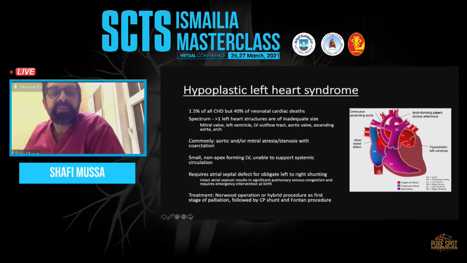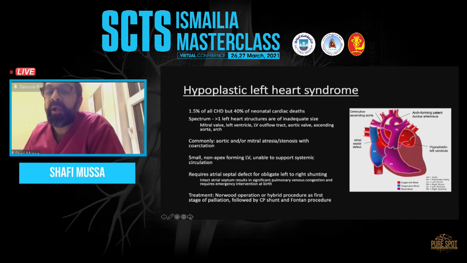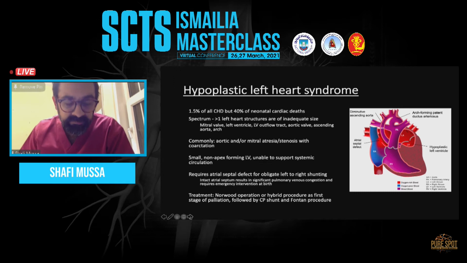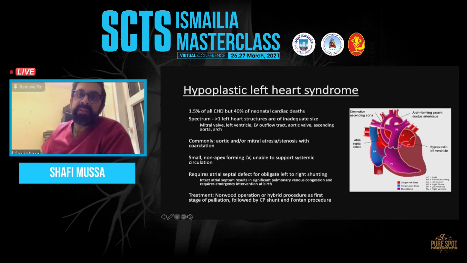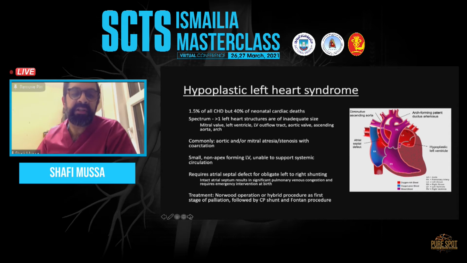So if the atrial septum is intact at birth, this will result in significant pulmonary venous congestion and requires emergency intervention. The treatment for hypoplastic left heart syndrome overall is a Norwood operation or hybrid procedure as a first stage of palliation, followed by a Glenn or cavopulmonary shunt, and then Fontan procedure as the next steps of single ventricle palliation.